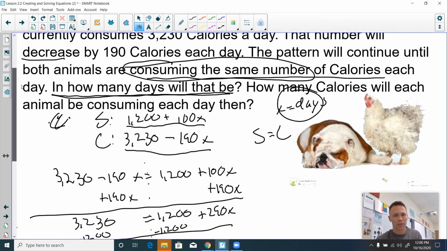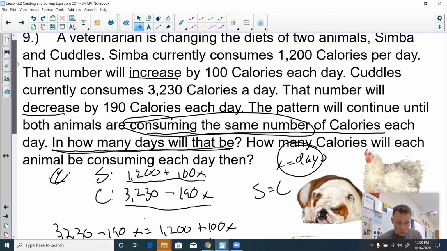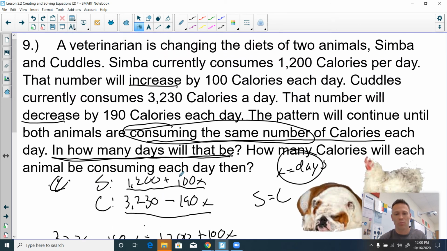So again, what did we do there? We wrote an expression for Simba. We wrote an expression for Cuddles. And then we were told we wanted to figure out when they are going to be eating the same amount of calories. So in order for them to be the same, we had to set them equal to each other. Once we did that, we were able to solve for x and then figure out how many days it would take for that to happen.